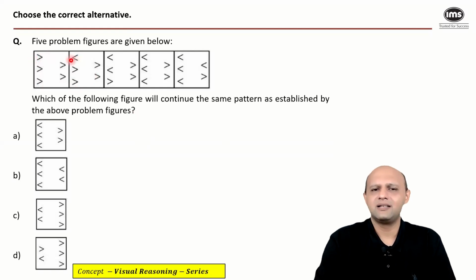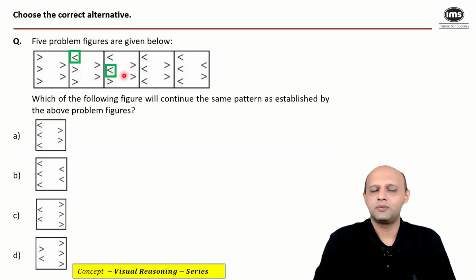Let's number this for our sake: 1, 2, 3, 4, and 5. So the very first element has inverted. It has flipped, or you could say that you have taken a mirror image of this element. From the second to the third frame, it's the second element which has flipped, or you have taken the mirror image of it. From the second to the third frame, obviously all other elements remain the same.